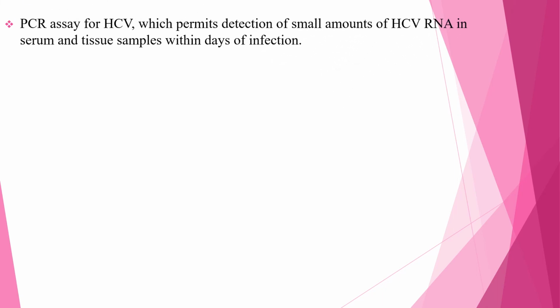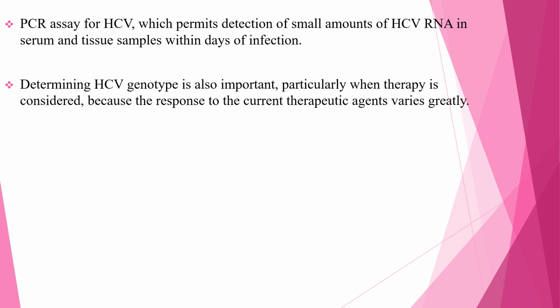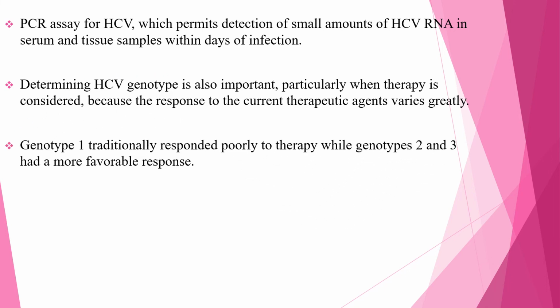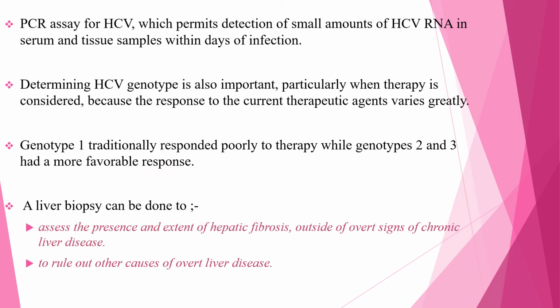PCR assay for hepatitis C virus permits detection of small amounts of hepatitis C virus RNA in serum and tissue samples within days of infection. Determining hepatitis C virus genotype is also important, particularly when therapy is considered, because response to the current therapeutic agents varies greatly. Genotype 1 traditionally responds poorly to therapy, while genotypes 2 and 3 have more favorable responses. A liver biopsy can be done to assess the presence and extent of hepatic fibrosis and also to rule out other causes of overt liver disease.